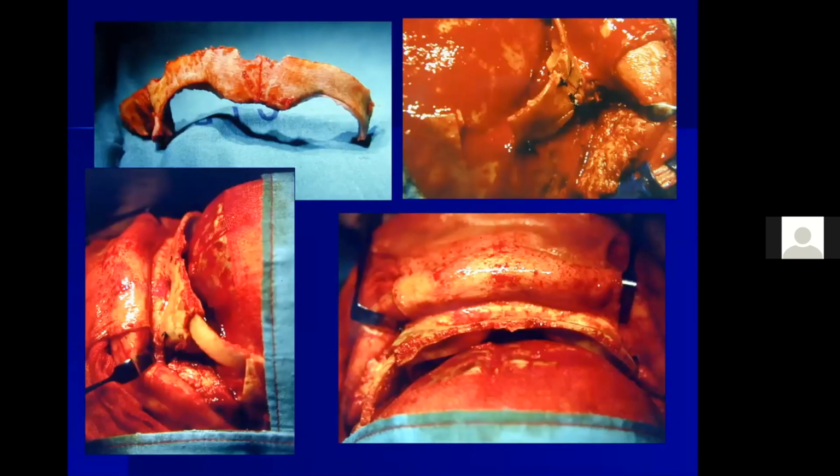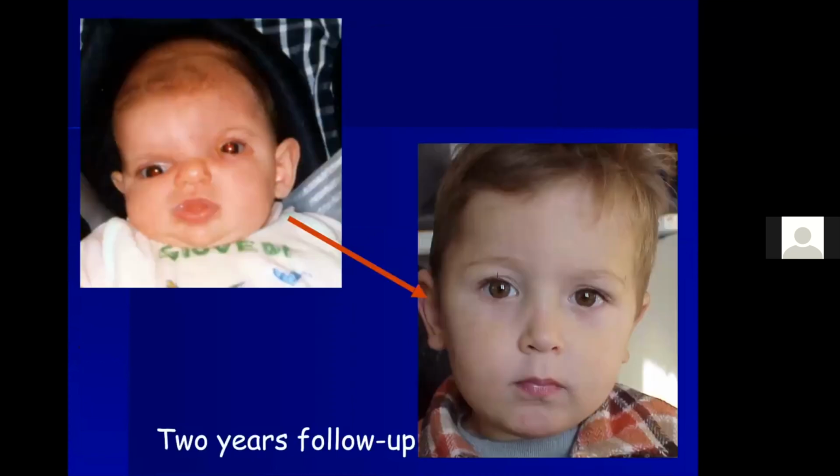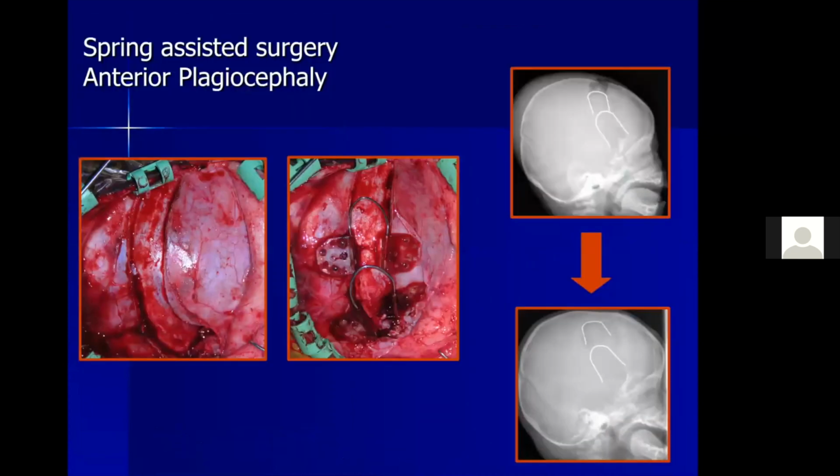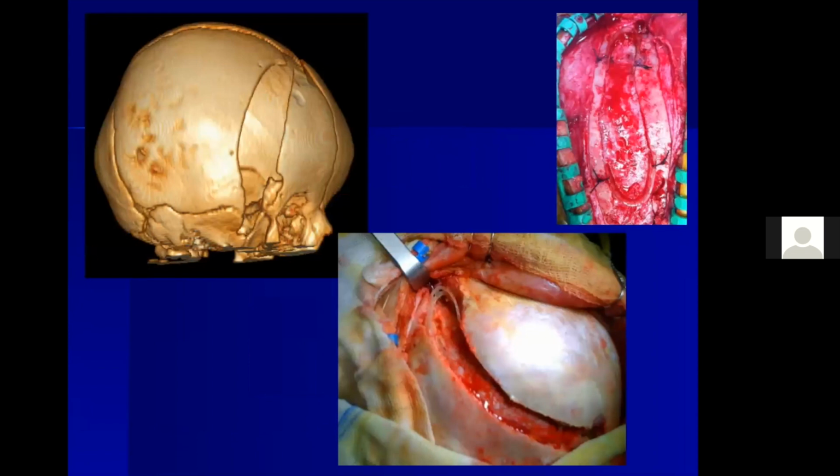After 1 year? Yes, some authors say they can operate up to 4 years. Is this true? I don't know, because I remember when we were in Italy together, the ideal age in the Center for Craniosynostosis in Meyer Hospital was from 6 months to 9 months. This is the ideal age for operation.